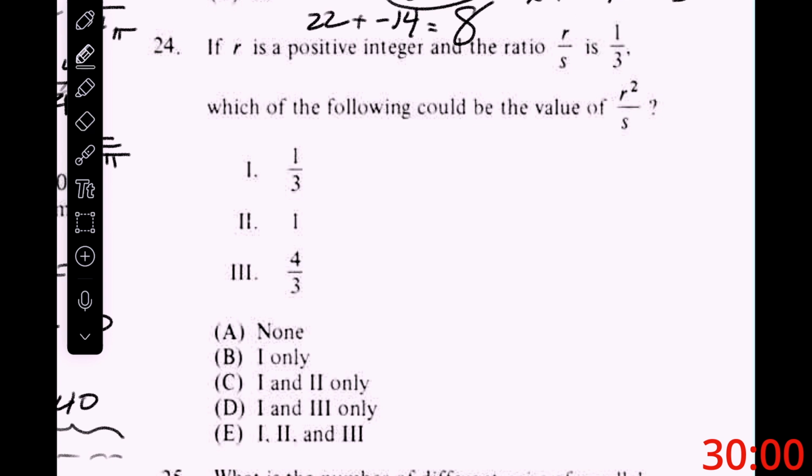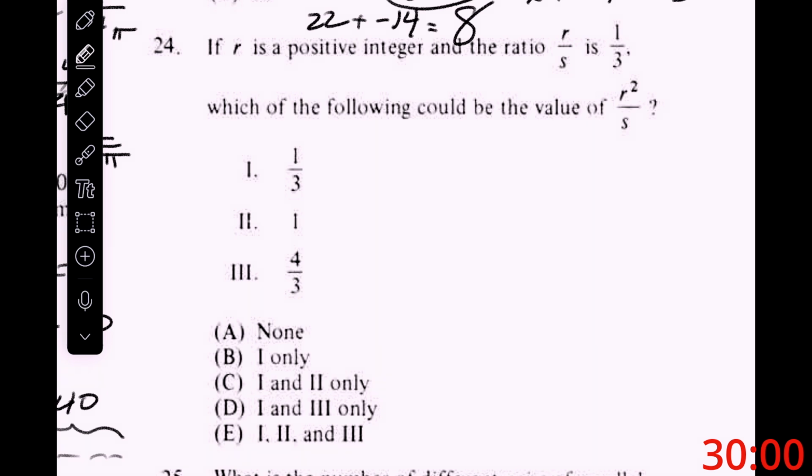All right, let me erase a little bit of this. 24, 2 problems left. If r is a positive integer and the ratio r over s is 1/3, which of the following could be the value of r squared over s? Holy cow. Let's see, the ratio of r over s is 1/3. And I've got 1/3, 1, and 4/3. So I got these three choices. Gosh, this is hard.